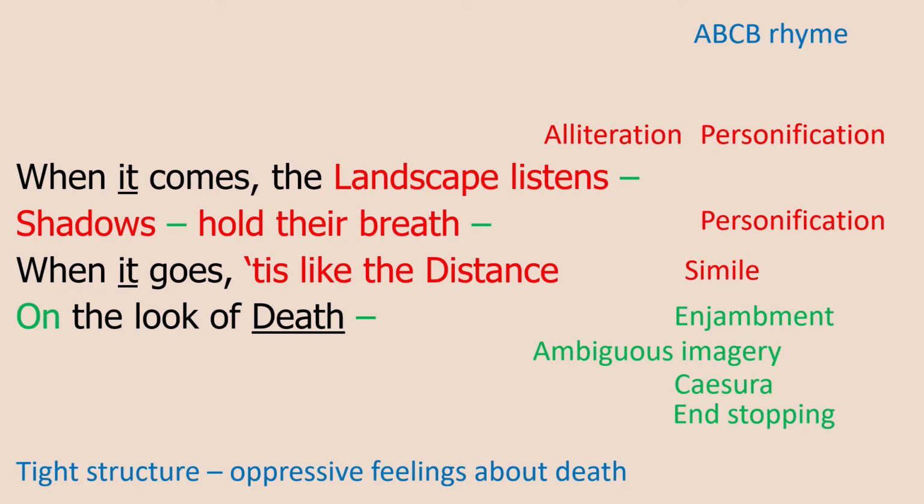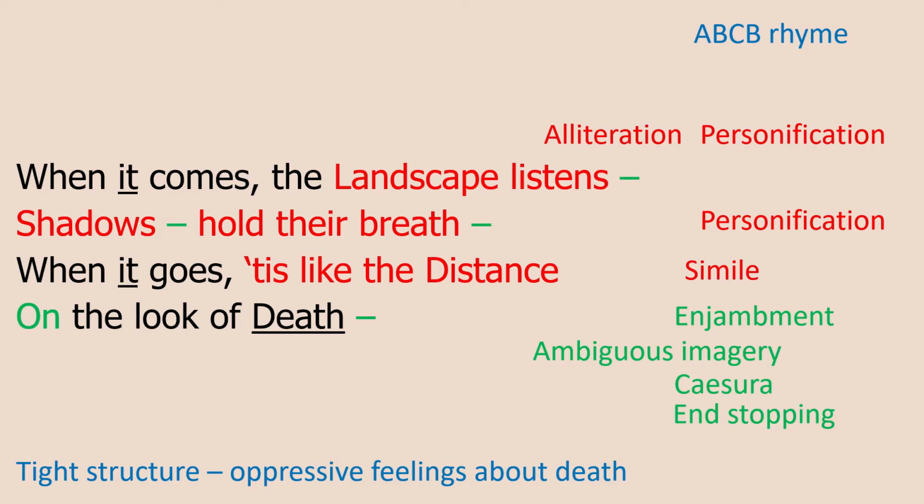And finally, we come on to stanza 4, and this is incredibly vague. So again, this is a reminder, this is just my interpretation. People might have different interpretations to me. "When it comes, the landscape listens." It is purposely vague, that's why I've underlined it. What is the "it"? Is the "it" the light? Is the "it" death? I think it's both, because remember they're metaphorically linked. So when death and the thought of death comes, the landscape listens.